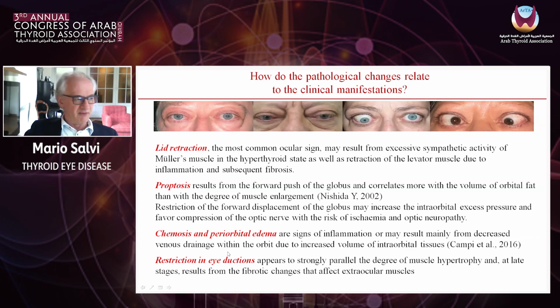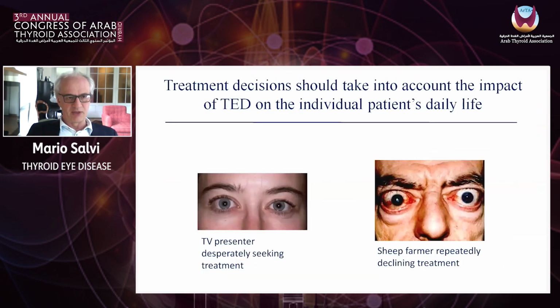One of the main features of the disease is the restriction of eye adduction, which leads to diplopia, which sometimes can be present even in the absence of inflammation. So the presentation is heterogeneous, as if there are different phenotypes of disease, and this has to be considered when we plan for treatment.